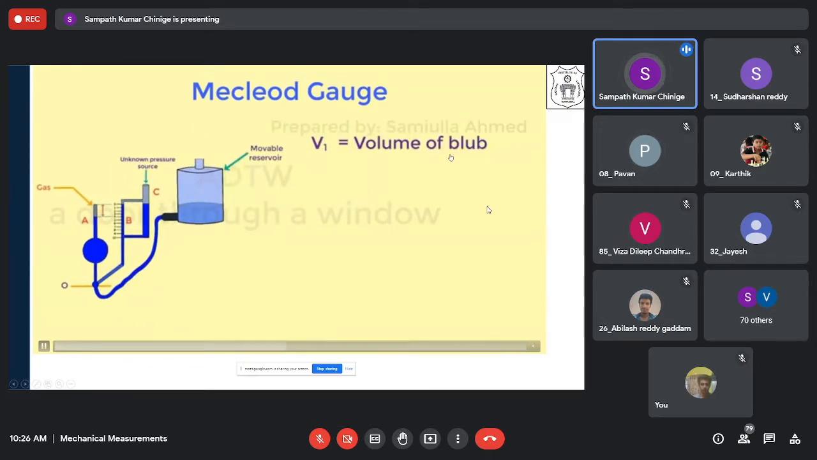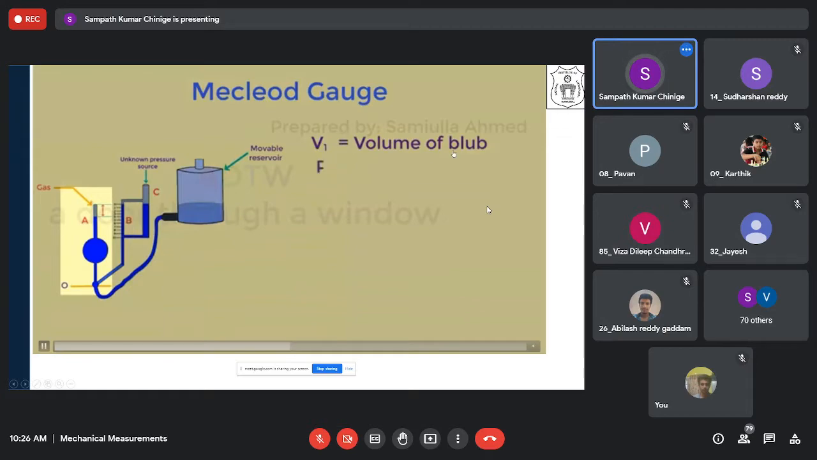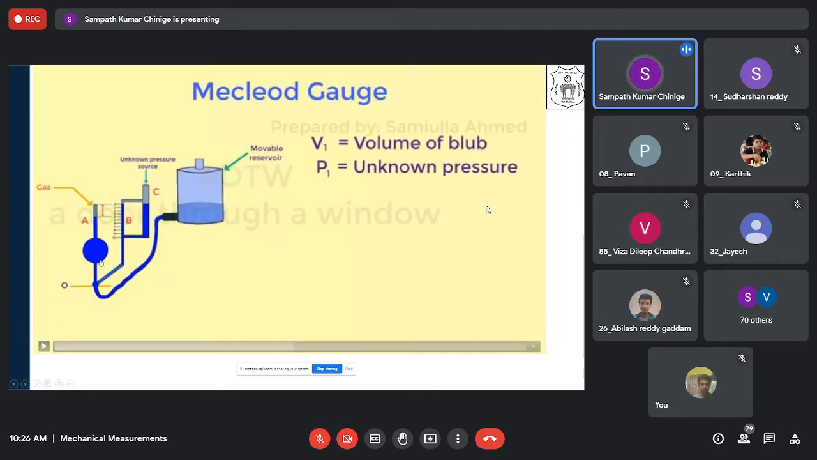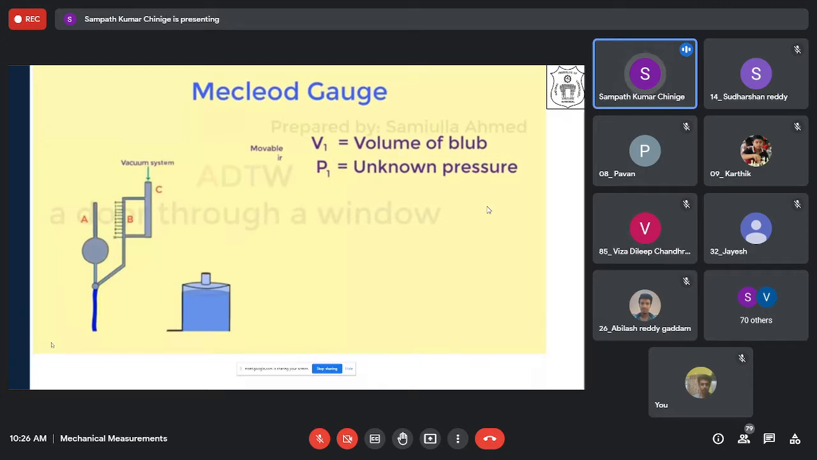Now we will try to find out the expressions. V1 is equivalent to the volume of the bulb. I am taking the volume of the bulb as V1. P1 is the unknown pressure. What I'm trying to say is the whole of A, along with the bulb and the capillary tube, up to the point O, is my V1. P1 is the unknown pressure, and the volume occupied by that gas at the unknown pressure is V1. Then your P2 is what I'm talking about.